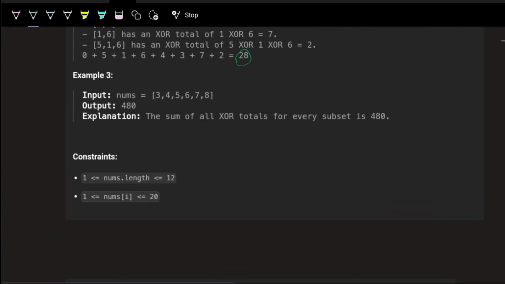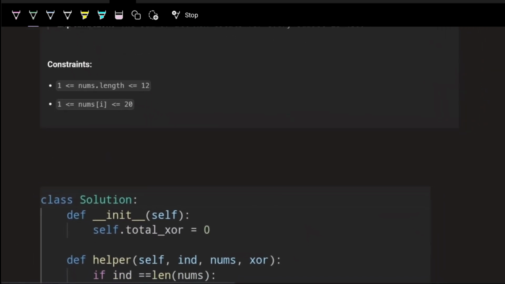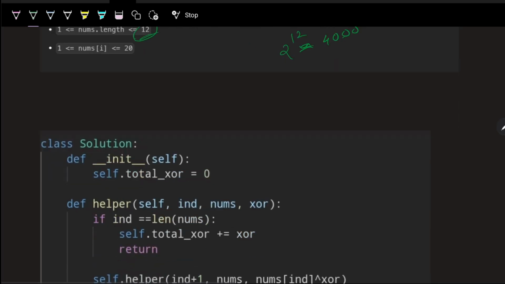Let me tell you the code. First of all, the time complexity for this problem would be 2 raised to n, because we are using recursion and we have two choices at every place. So 2 raised to 12 at max in the worst case is around 4000 basically, let's consider. So it is nearly constant only, which would be accepted.